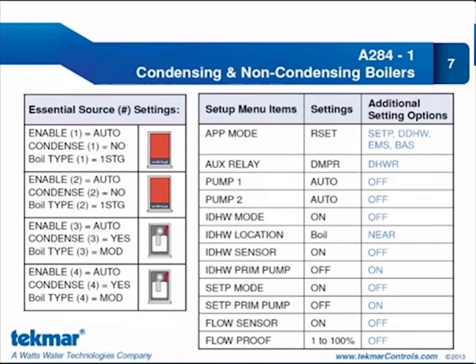load. As I said, the auxiliary relay can be used to control either a combustion air damper or a domestic hot water recirculation pump. In this case, of course, we're using it to control the combustion air damper, so we select DMPR for damper. We are doing primary pump sequencing, so we have 2 primary pumps. To enable them, we select auto.